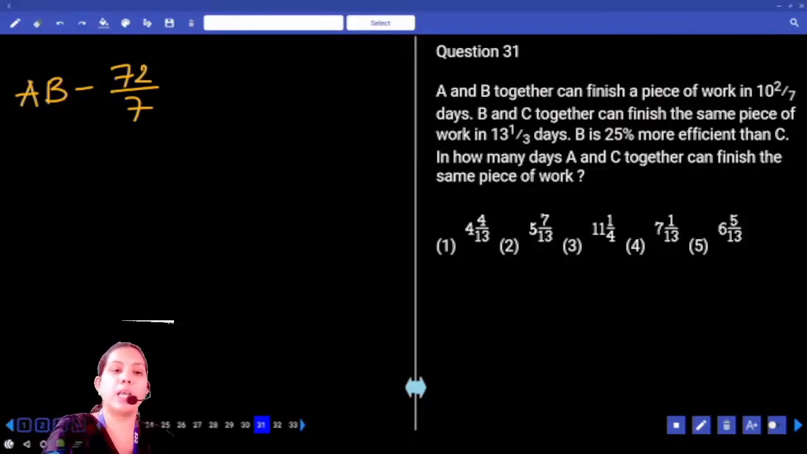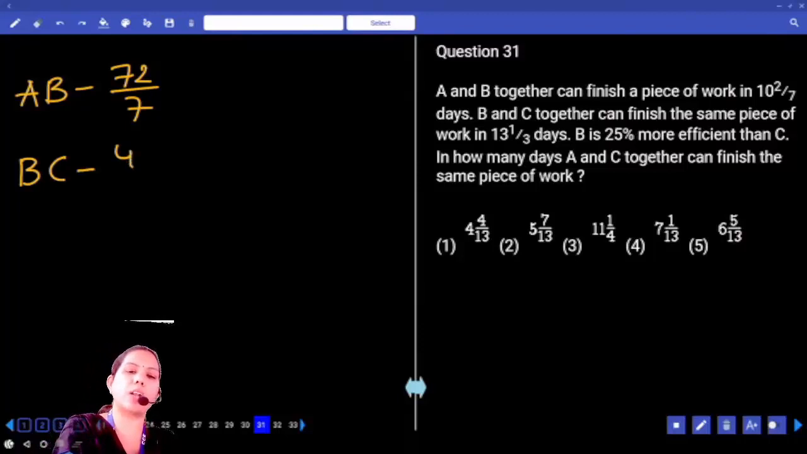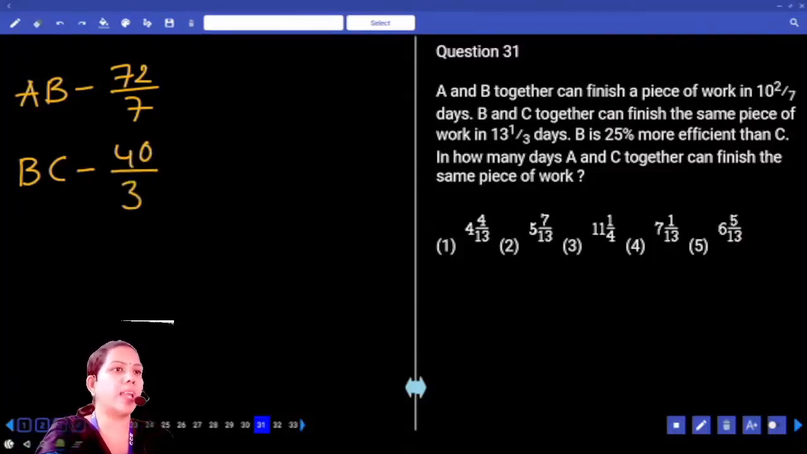Next information: BC together complete the total task in how many days? 13 1/3 is a mixed fraction. Converting to a normal fraction, it is 40/3. So AB together take 72/7 days and BC together take 40/3 days.